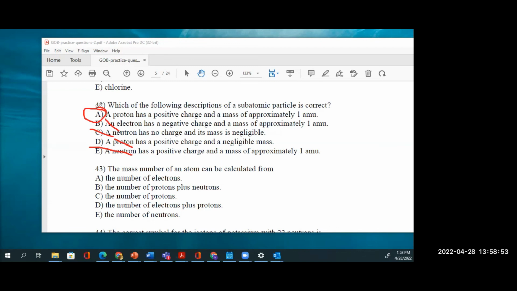The mass of an atom can be calculated from A, the number of electrons, B, the number of protons plus the number of neutrons, C, the number of protons, D, the number of electrons plus protons, E, the number of neutrons. It's B. Right? So this is one of those cases where you use the question to help you answer.